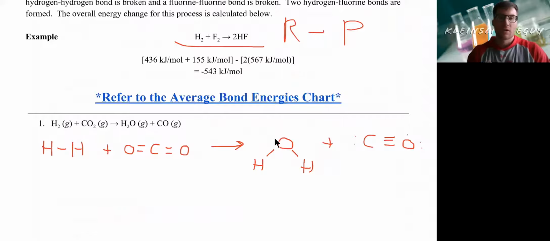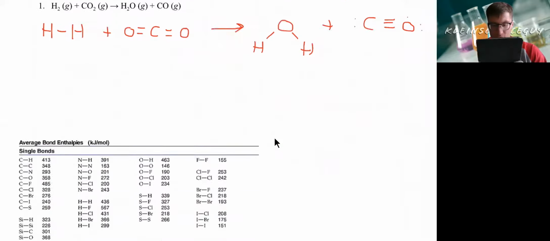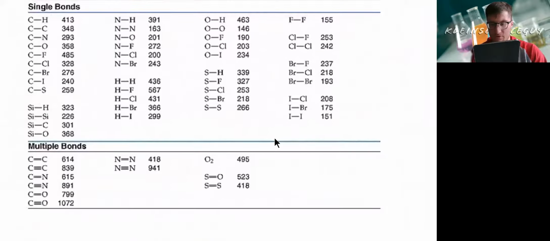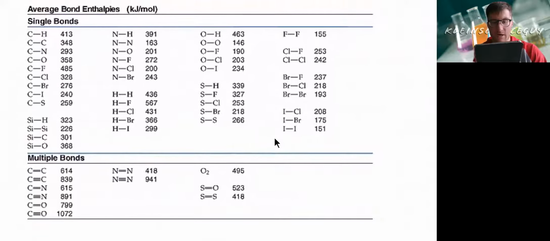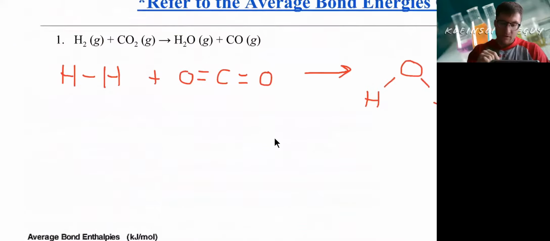So now, if you clicked on that blue link, you would find a table that looks similar to this. This is your average bond enthalpies or bond energies. As you can see within this chart, you've got all the different amounts of energy that it takes to break or form these individual bonds. So if we're looking at, for example, a carbon to hydrogen bond, it requires 413 kilojoules per mole of energy to produce or to break.